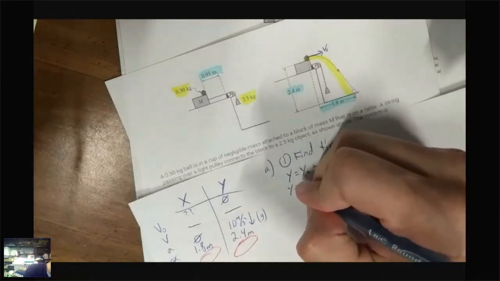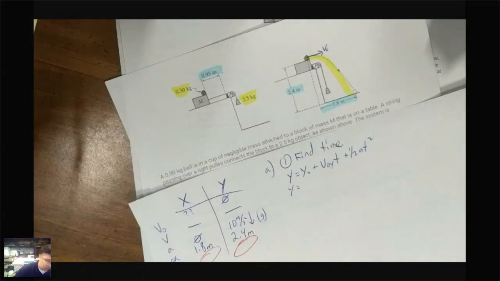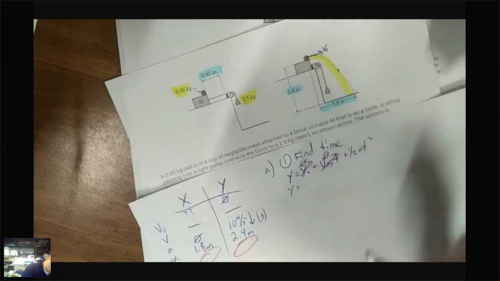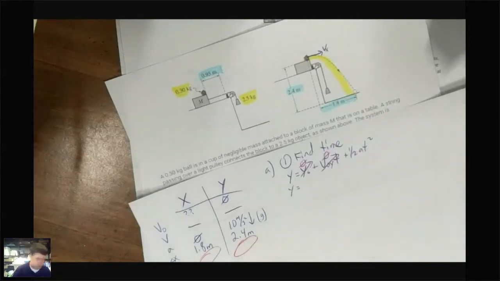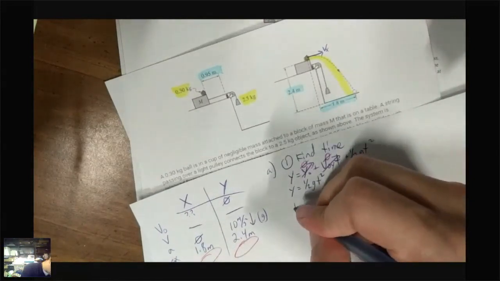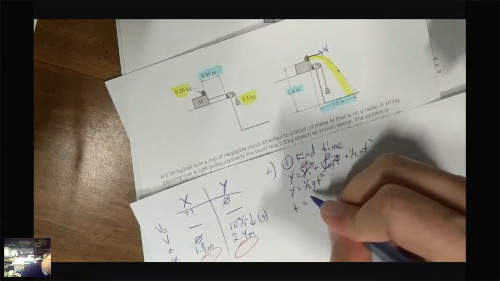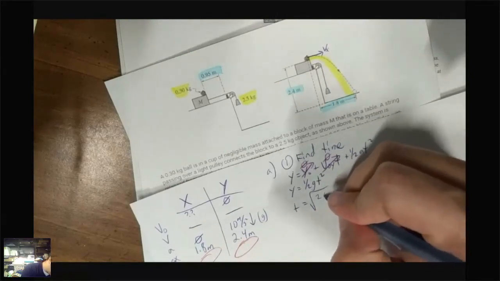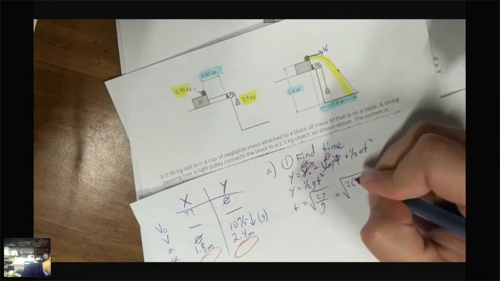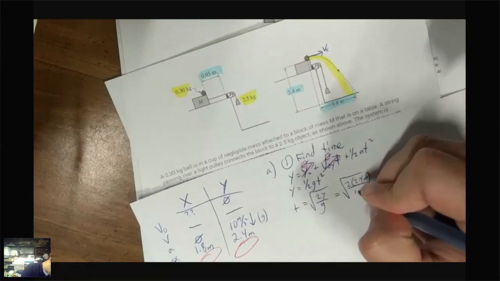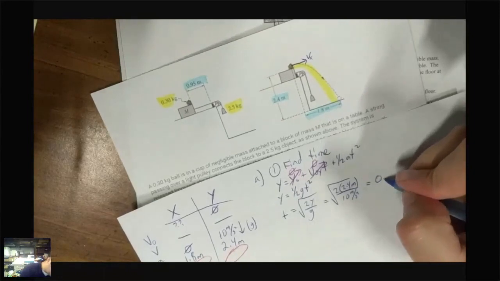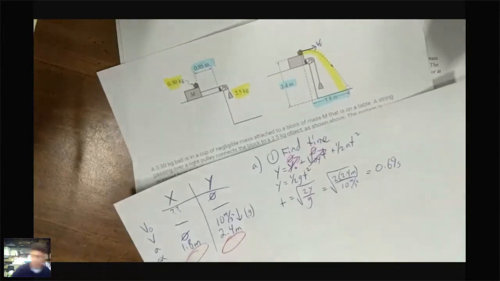Okay. And some other things of note here. We're not starting anywhere special, and we're not moving up and down. So those can both disappear. Those are both zeros. So really, this is 1/2 g t squared. And just solving it for t before we plug in things, multiply by 2, divide by g, square root. 2y over g. So that means the time is the square root of 2 times 2.4 meters, all over 10 meters per second squared. And that gives us a time of approximately 0.69 seconds.